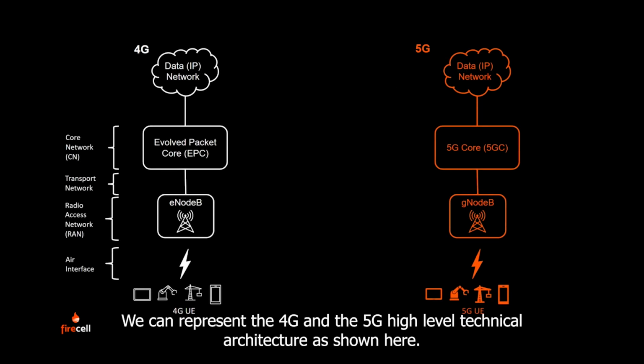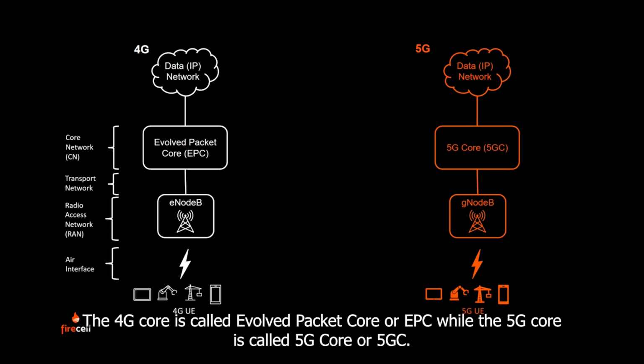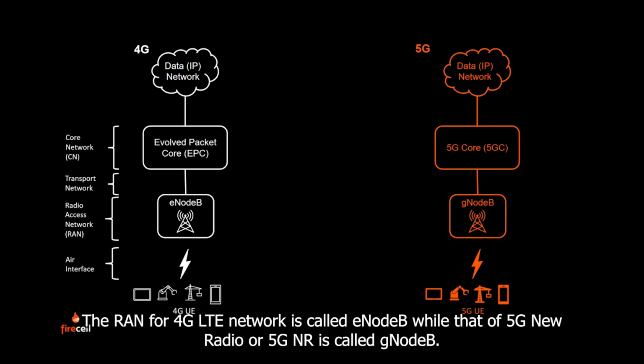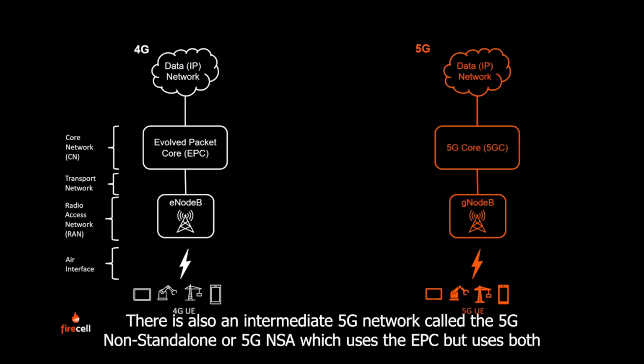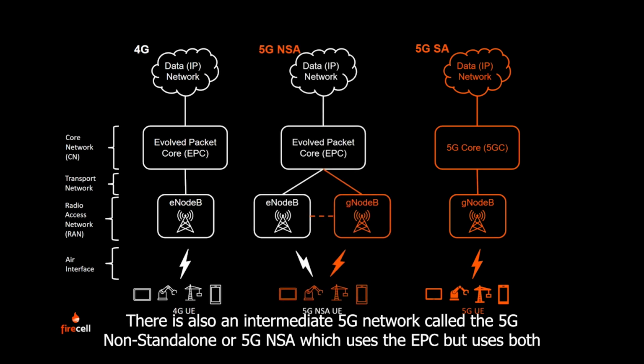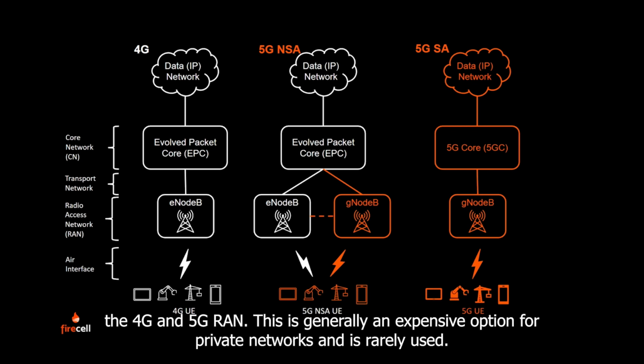We can represent the 4G and the 5G high-level technical architecture as shown here. The 4G core is called Evolved Packet Core, or EPC, while the 5G core is called 5G Core, or 5GC. The RAN for 4G LTE network is called eNode B, while that of 5G New Radio, or 5G NR, is called gNode B. There's also an intermediate 5G network called the 5G non-standalone, or 5G NSA, which uses the EPC but uses both the 4G and 5G RAN. This is generally an expensive option for private networks and is rarely used.